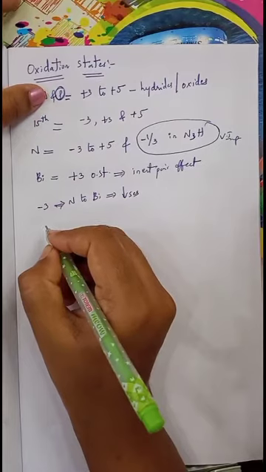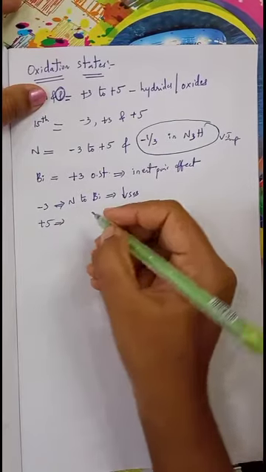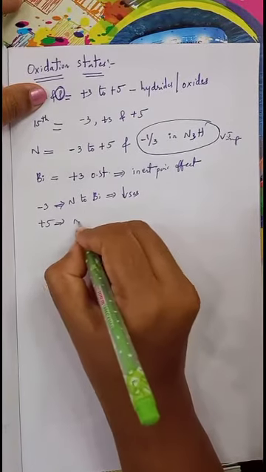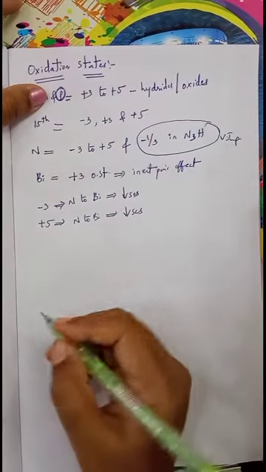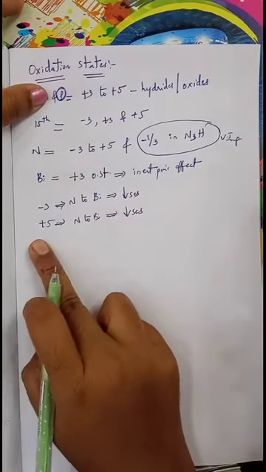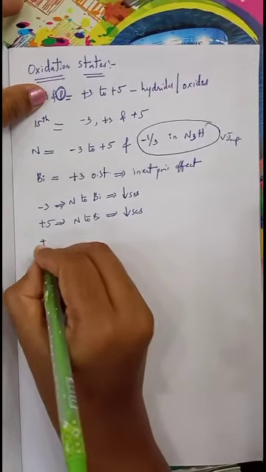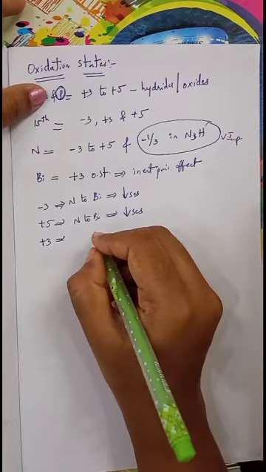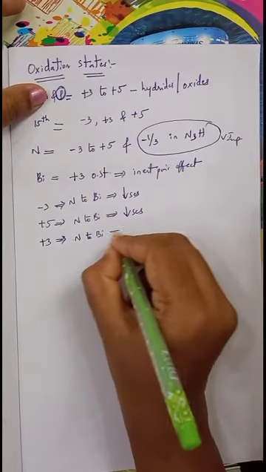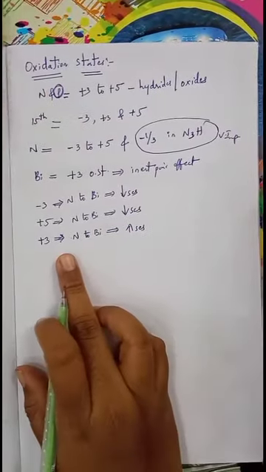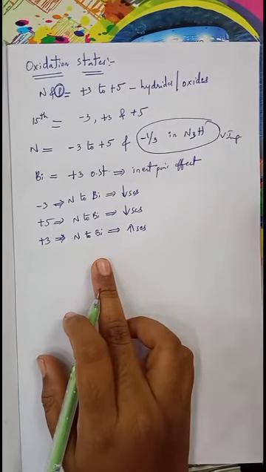Next, the stability of the +5 oxidation state also decreases from nitrogen to bismuth. As I already told you, bismuth is stable in +3 but not in +5. That's why from nitrogen to bismuth the +5 oxidation state decreases. Next, the +3 oxidation state increases down the group, from nitrogen to bismuth. Nitrogen is less stable in the +3 oxidation state, whereas bismuth is highly stable in +3.